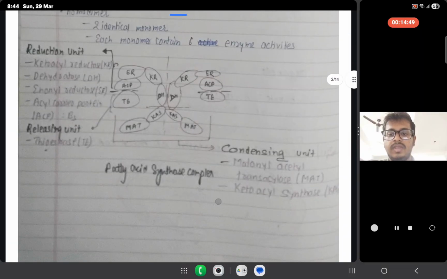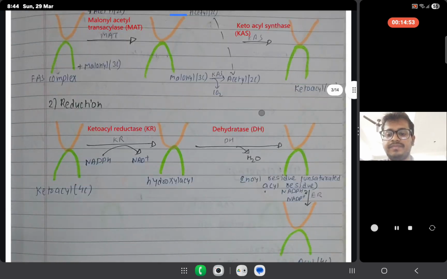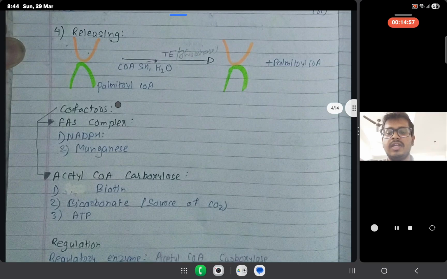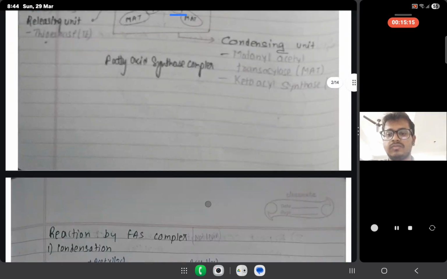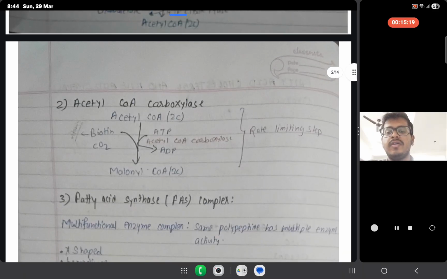So now we are talking about what are the cofactors required for this fatty acid synthesis. For the fatty acid synthase complex we require NADPH, as already discussed, and manganese. NADPH and manganese are required. For acetyl coenzyme A carboxylase, biotin is required.